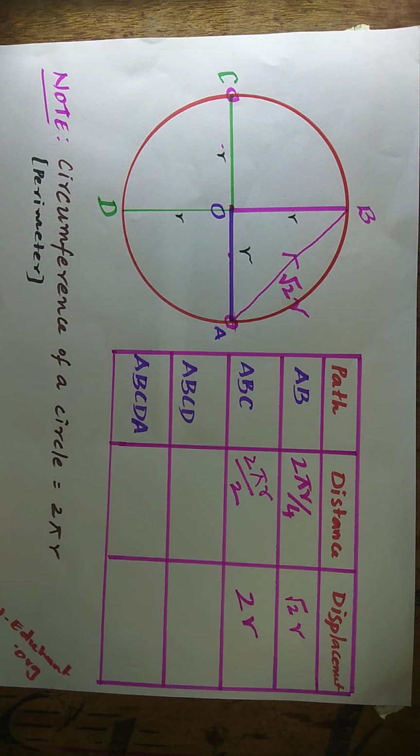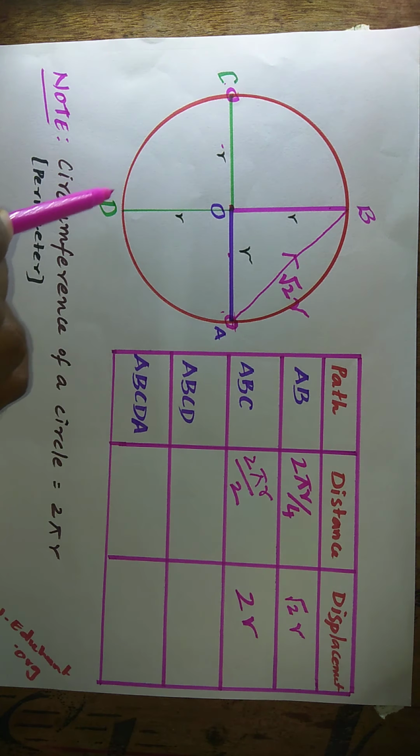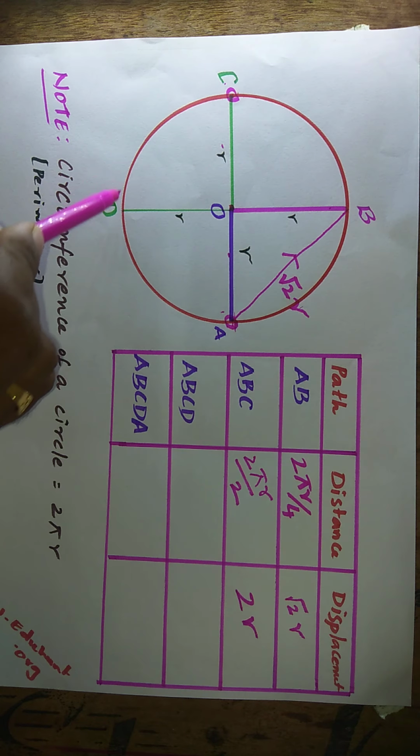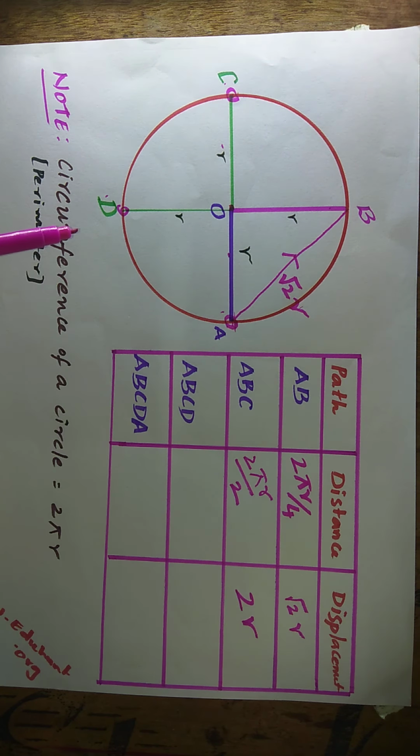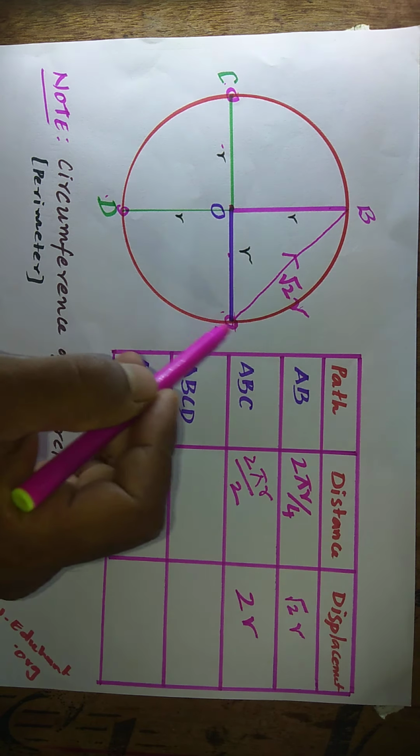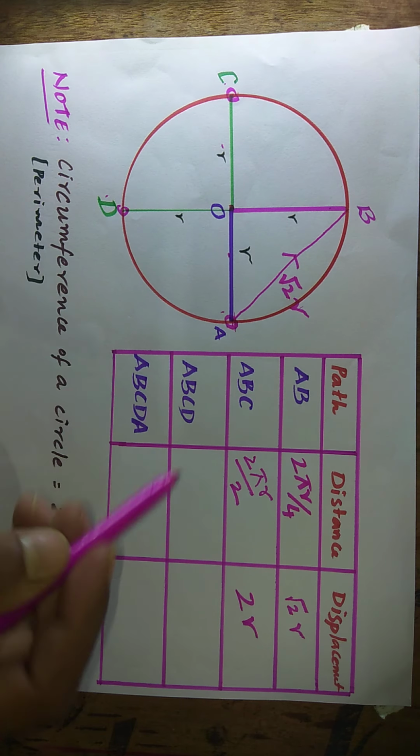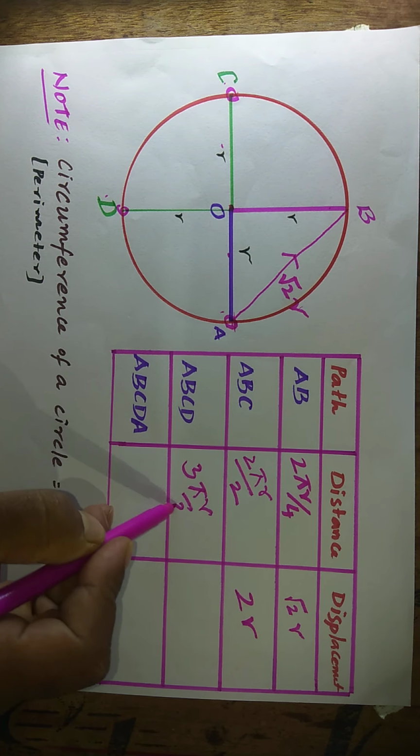Next, third problem. If he is moving from A to B, next B to C and C to D, he came like this, which is 3 parts of the circle. One part is equal to how much? Pi r by 2. It is 3 parts, that is why it is 3 times pi r by 2.